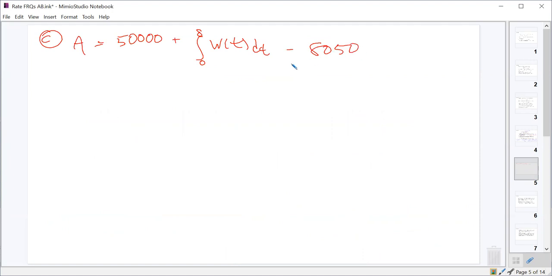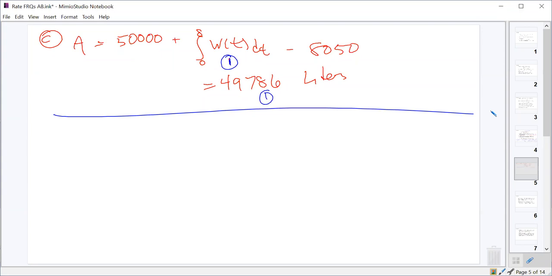And you have a calculator, and your calculator will tell you that that comes out to be, to the nearest liter, 49,786 liters. And you got 1 point for using the integral here, and 1 point for the actual answer. Good or no?